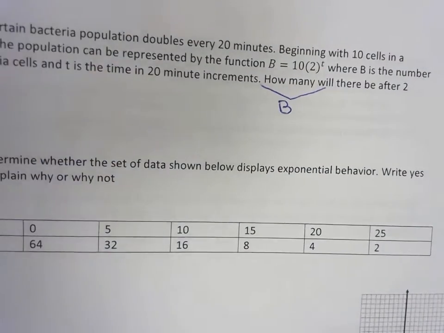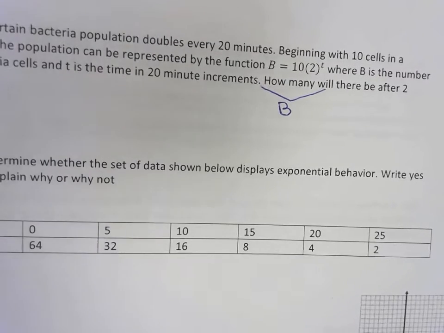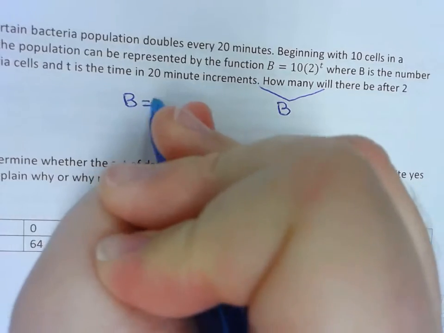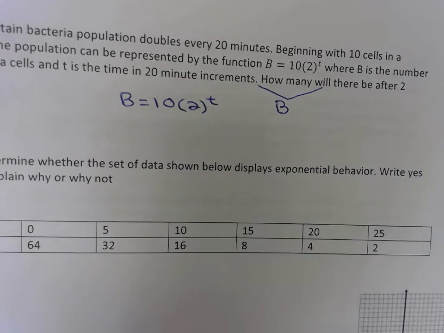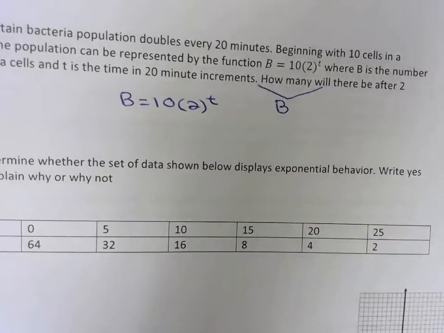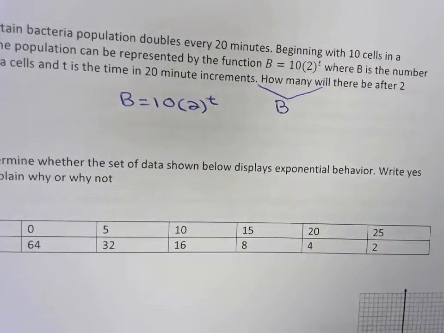That's what you always want to do with story problems. What are they asking for? That is the variable I'm trying to solve for. So I want to know B, and I want to know how many will there be after 2 hours. So if I start with my formula, B equals 10 times 2 to the t power. Once again, if I want to know B, this equation is already B equals, so that makes my life a little easier. What's t? T is time, but more specific. T is the time in what?